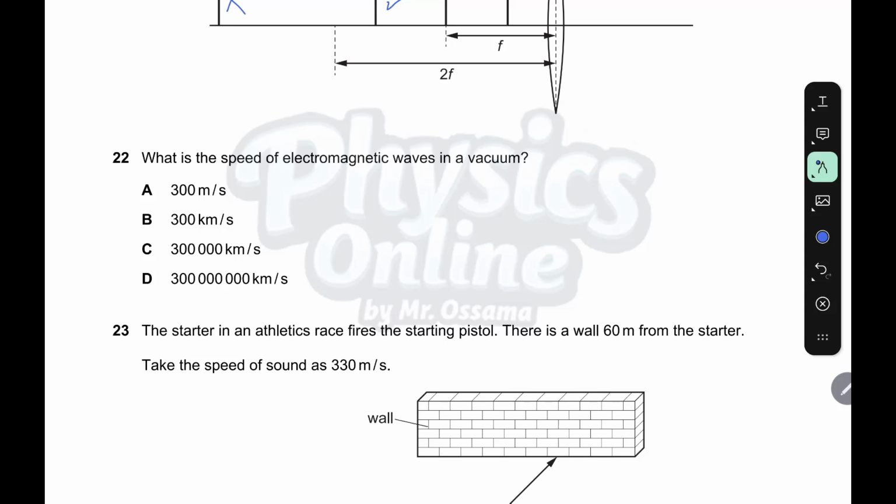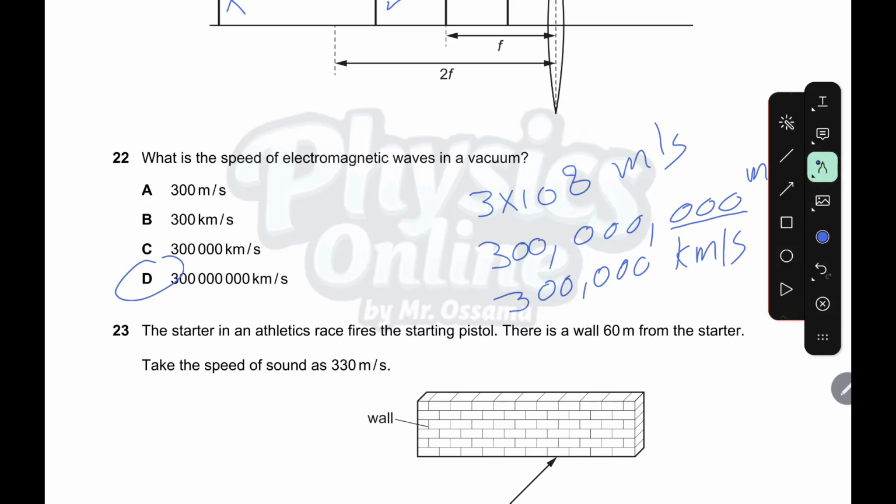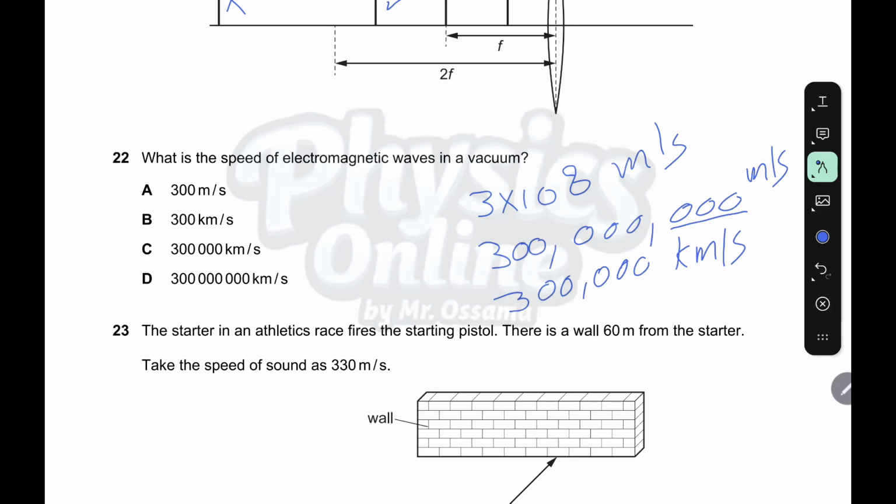What is the speed of electromagnetic waves in a vacuum? It's 3 times 10 to the power 8, which means 3 and 8 zeros after it. 300,000 kilometers per second, or 300 million meters per second. So the answer is C.